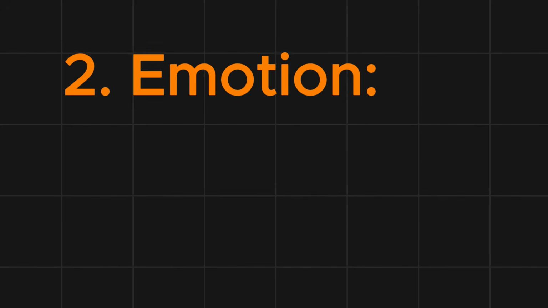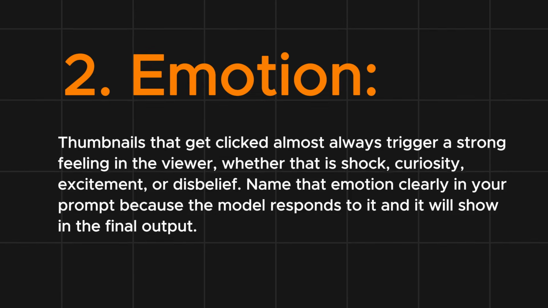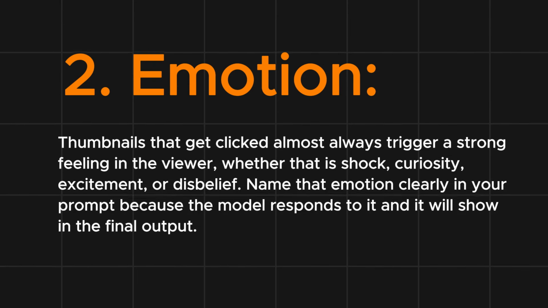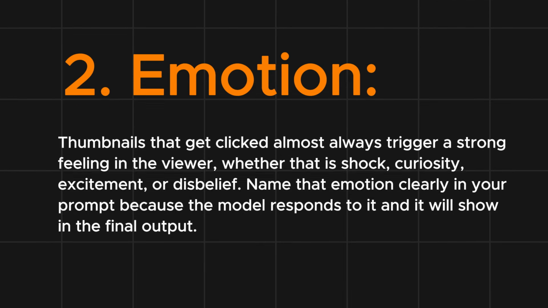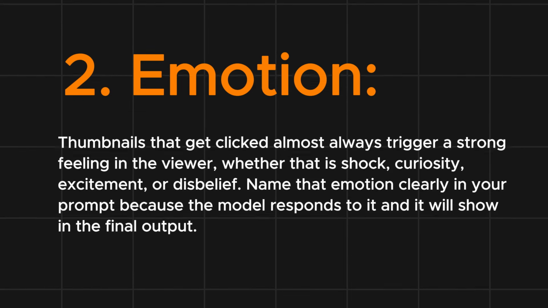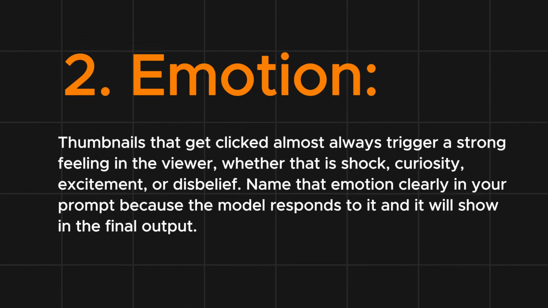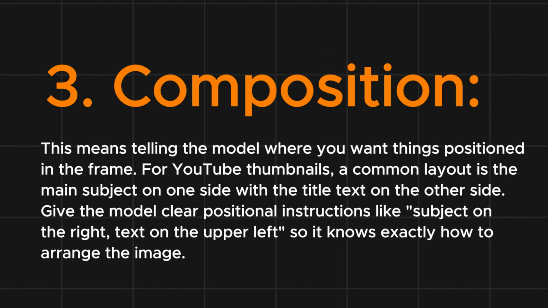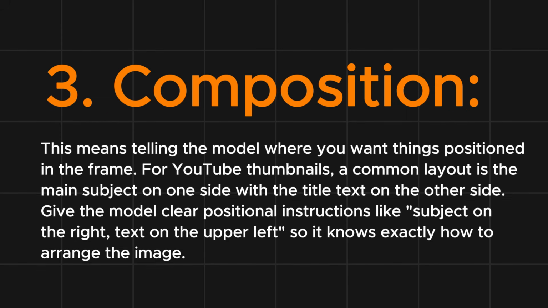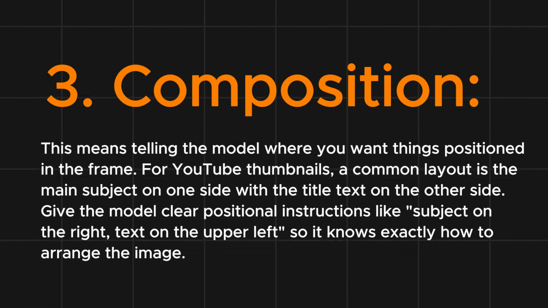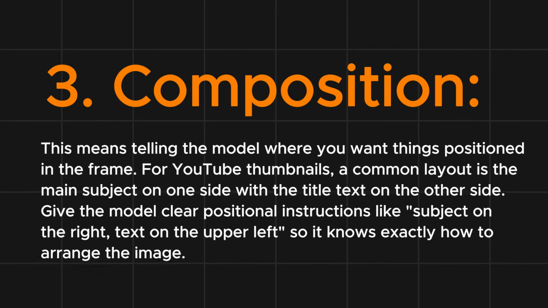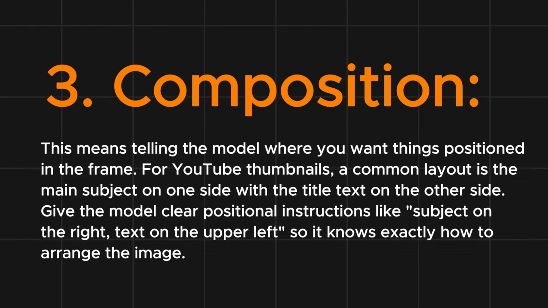The second element is emotion. Thumbnails that get clicked almost always trigger a strong feeling in the viewer, whether that is shock, curiosity, excitement, or disbelief. Name that emotion clearly in your prompt, because the model responds to it, and it will show in the final output. The third element is composition. This means telling the model where you want things positioned in the frame. For YouTube thumbnails, a common layout is the main subject on one side with the title text on the other side. Give the model clear positional instructions like subject on the right, text on the upper left, so it knows exactly how to arrange the image.